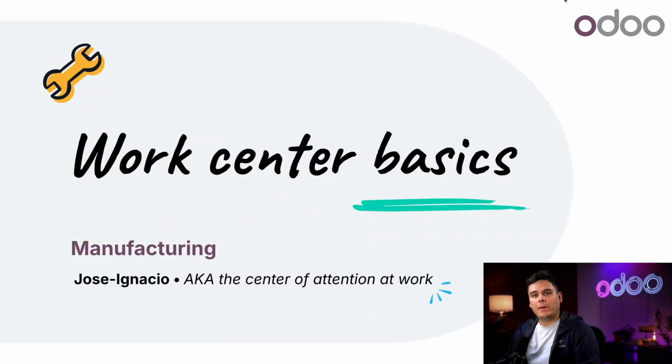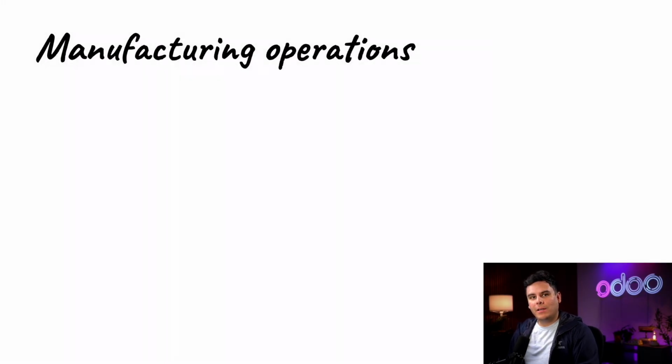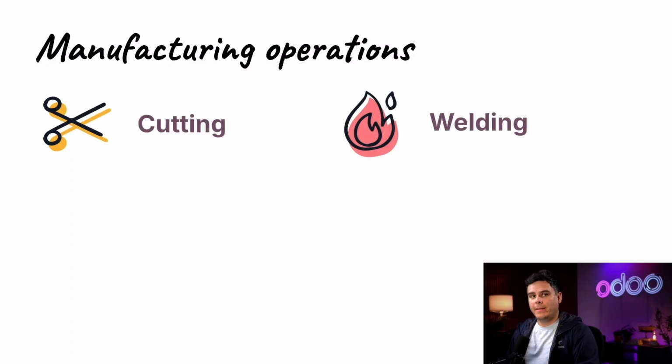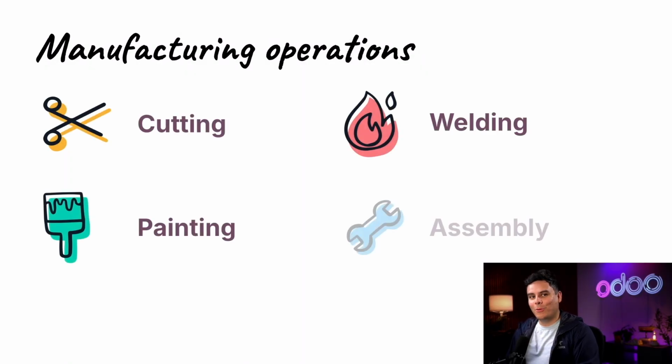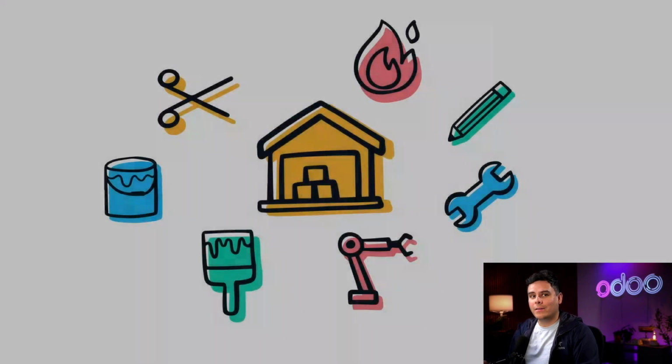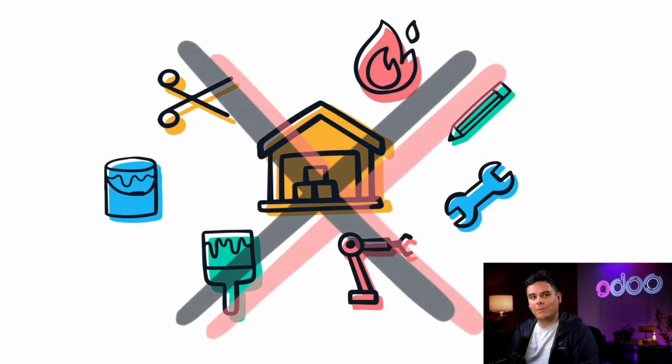We're continuing our journey through the manufacturing app, a journey to the center of the work, if you will. That's right, today we're looking at one of the most essential features inside of the manufacturing app, work centers. Now, you see, manufacturing complicated products often requires a variety of different operations like cutting, welding, painting, assembling, and so much more. It's usually impossible to perform all those steps in a single location.